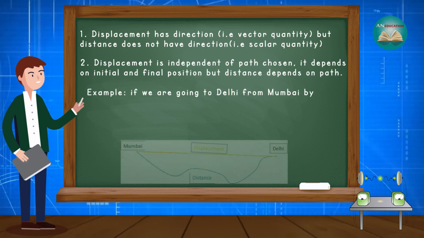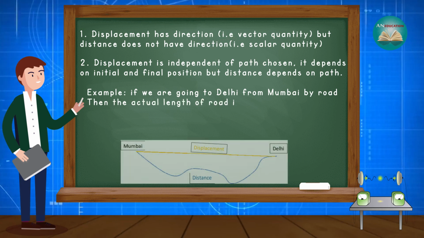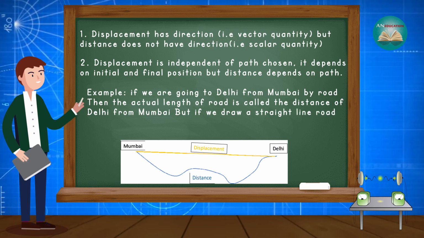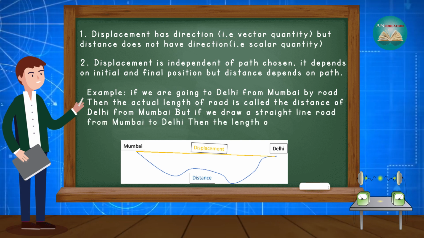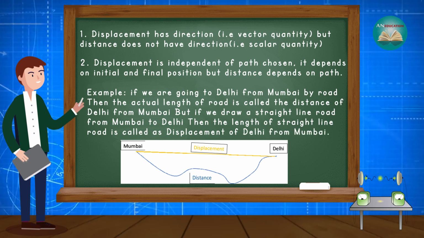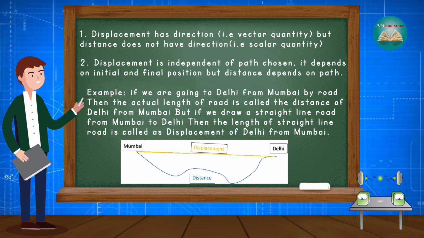Example, if we are going to Delhi from Mumbai via road, then the actual length of road is called the distance of Delhi from Mumbai. But if we draw a straight line road from Mumbai to Delhi, then the length of straight line road is called the displacement of Delhi from Mumbai.